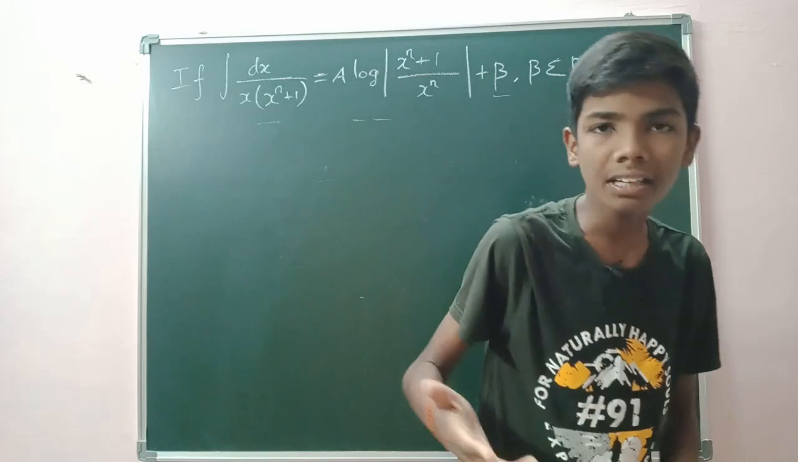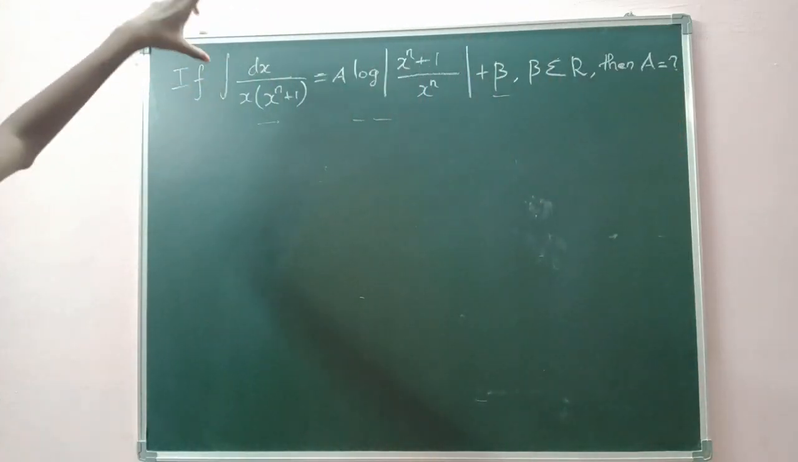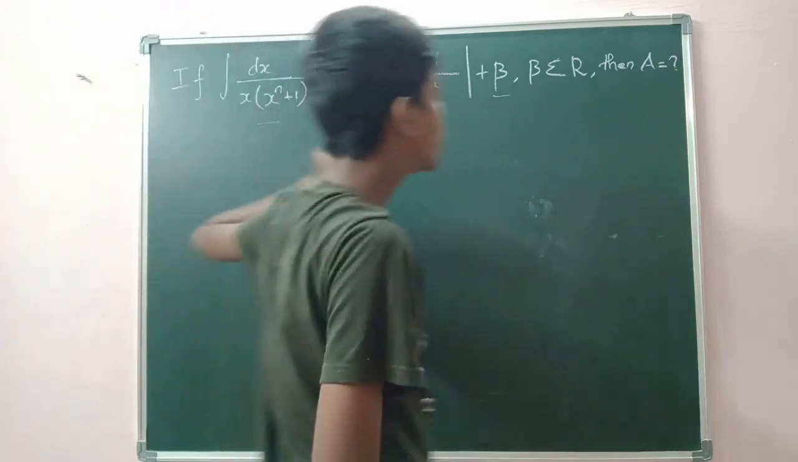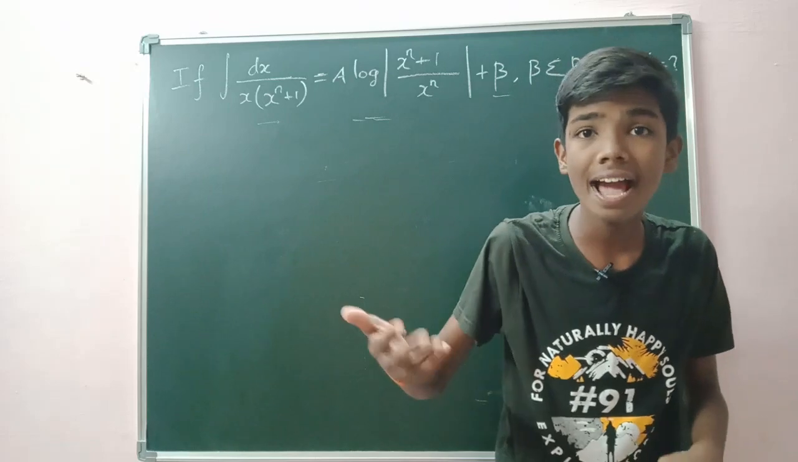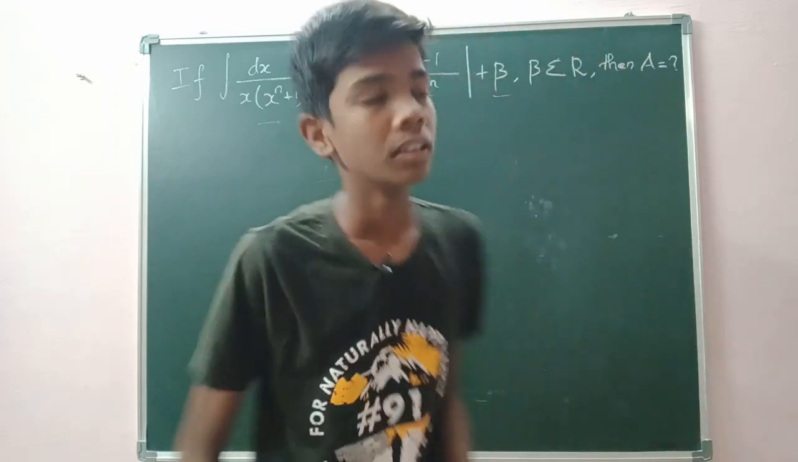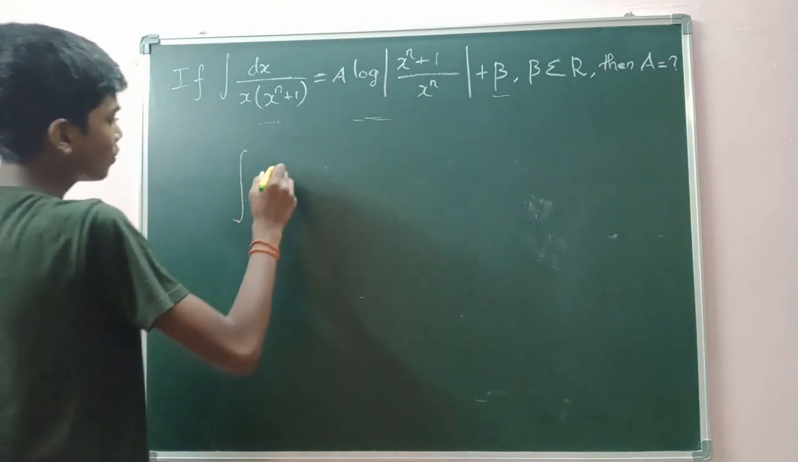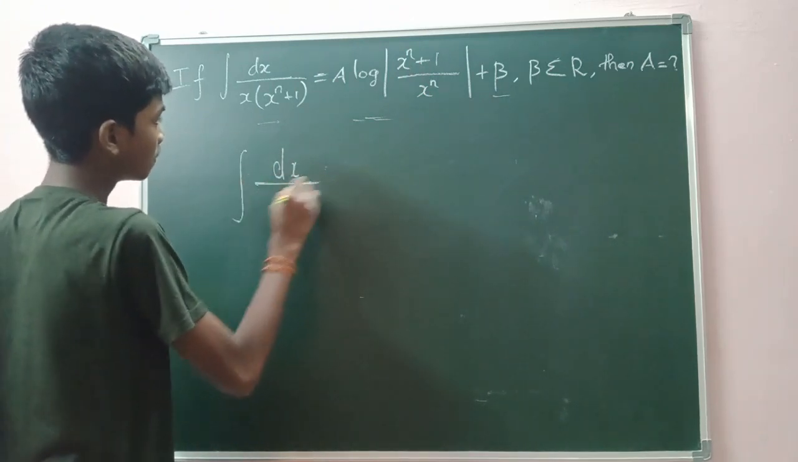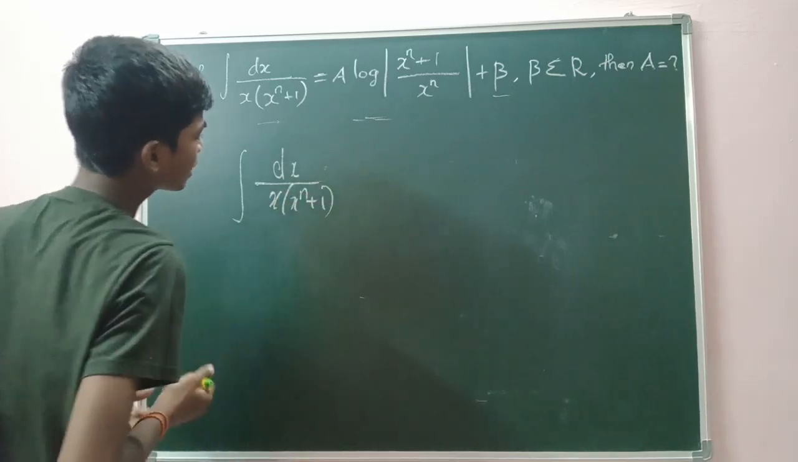I need to calculate the value of the integral in terms of a times log of something, so that I could find out the value of a. So now let me solve the LHS. That is the integral of dx by x into x to the power n plus 1. This is what I am having now.